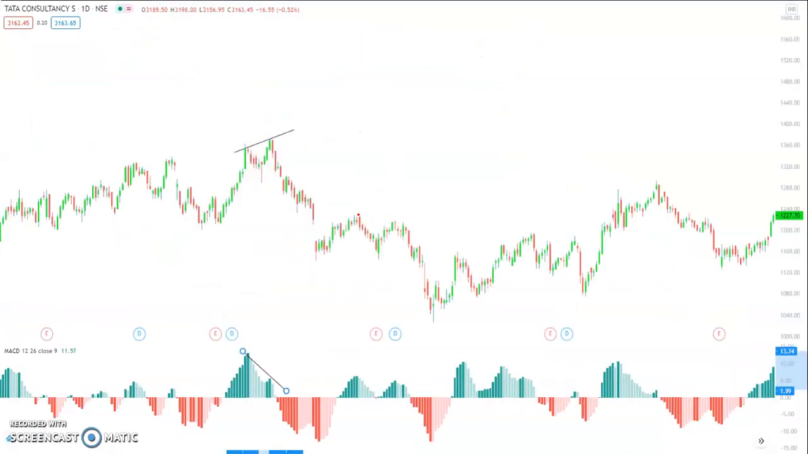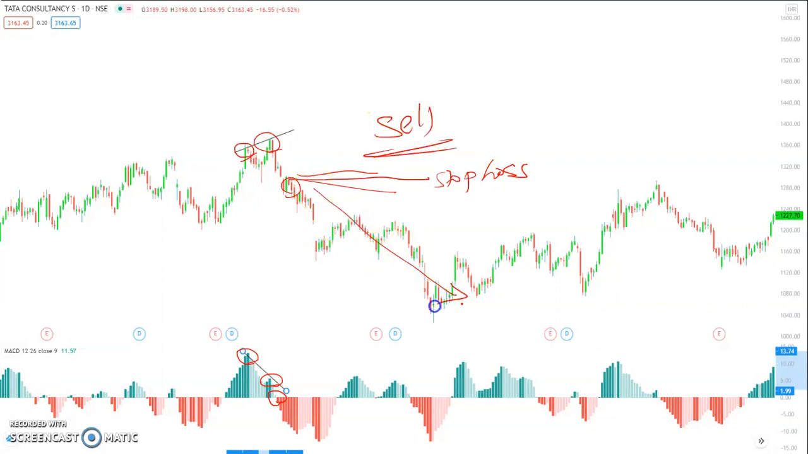Okay, there's one more. This forms the higher high in the price chart, and then it forms the lower high in the MACD. We take a sell position somewhere here. This is the stop loss. We take a sell position and see the downtrend. It corrected close to 20%.